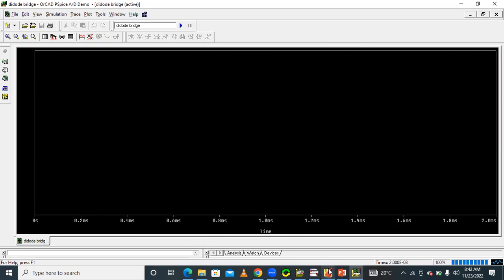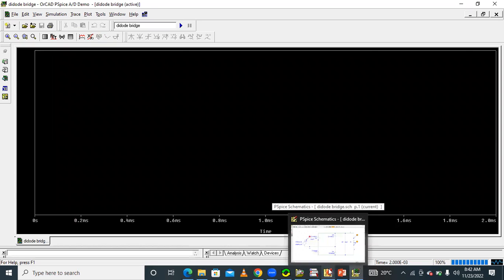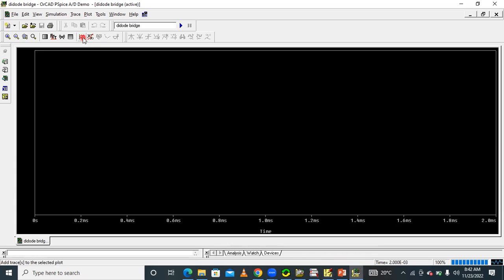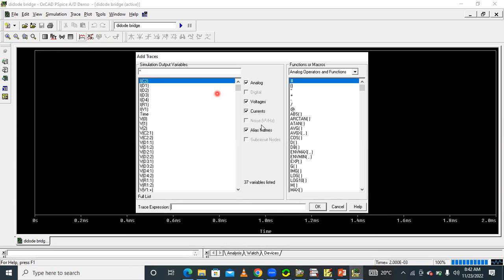Okay, so ripple factor is the square root of (VRMS by VDC) whole squared minus 1. To find it, we need the average value of the DC output voltage and the RMS value of the output. The load is connected between nodes 1 and 2, so we take the average of V(1,2).